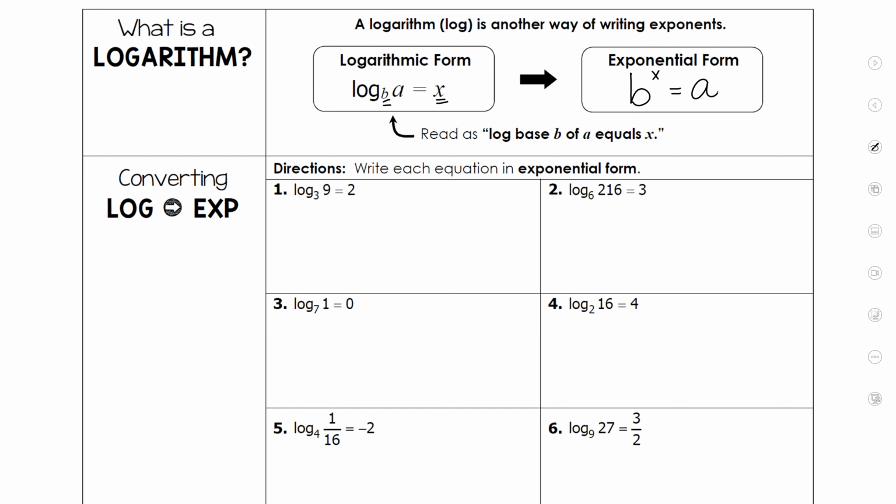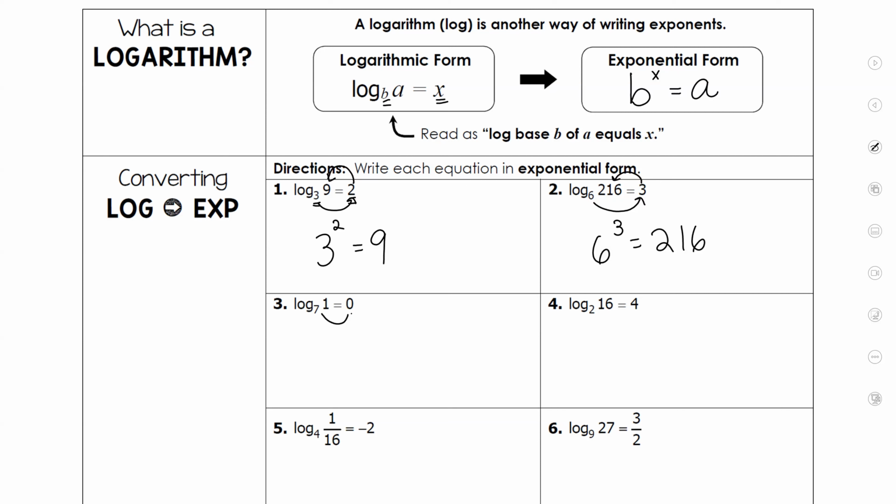If I rewrite this in exponential form, my base is 3, my power is 2, 3 squared is 9. So we basically do 3 to the power of 2 will give you this 9. In the same way, 6 to the power of 3 will give you 216. So a log is a different way to write an exponent.